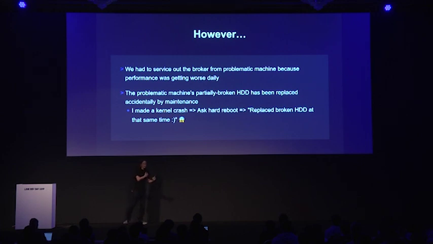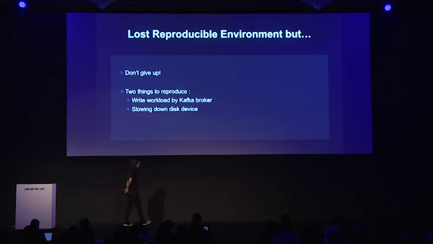So I executed the script to reproduce the problem, but as you can expect, I couldn't reproduce the problem anymore. Because the hardware was replaced, we lost our environment to reproduce the problem. Do you think we gave up here? Of course not. There were 2 things that we had to reproduce. First was the write workload by Kafka broker. The second is a slowing down disk device.